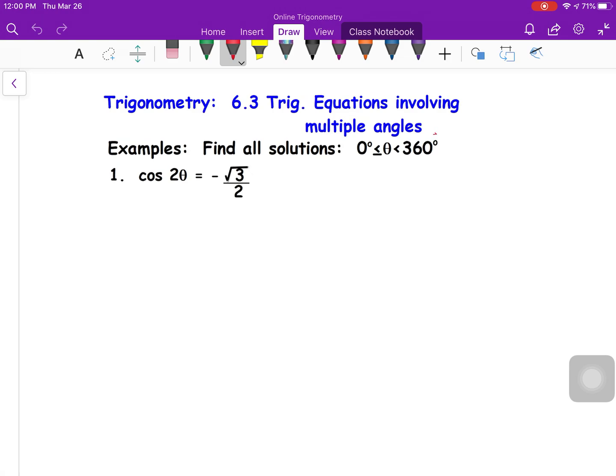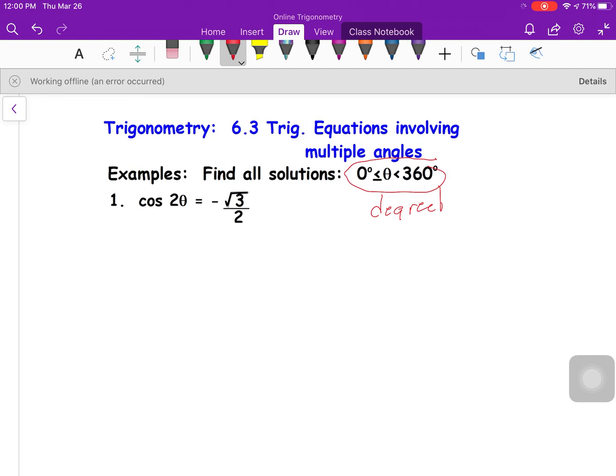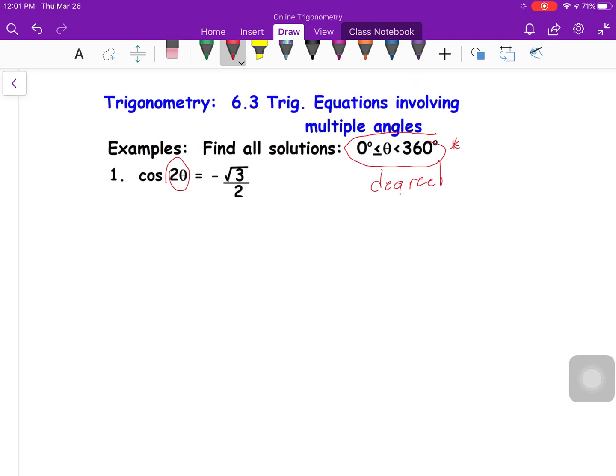On this first example, you can see that they did specify degrees, so we are in degrees, and they did specify that we had restrictions. However, if you look inside the cosine function here, you can see that we have a 2 theta. Since we have a 2 theta, we need to realize that that entire restriction has been multiplied by 2. If I multiply that restriction by 2, 2 times 0, of course, is still 0 degrees. 2 times theta would be our 2 theta that we want, and 2 times 360 would be 720.